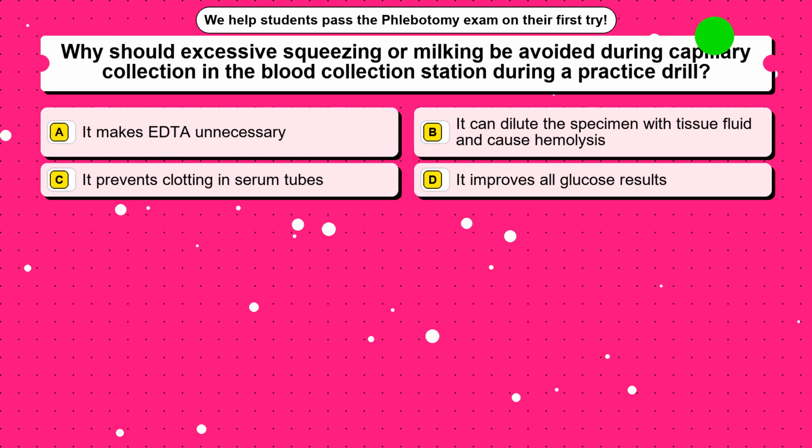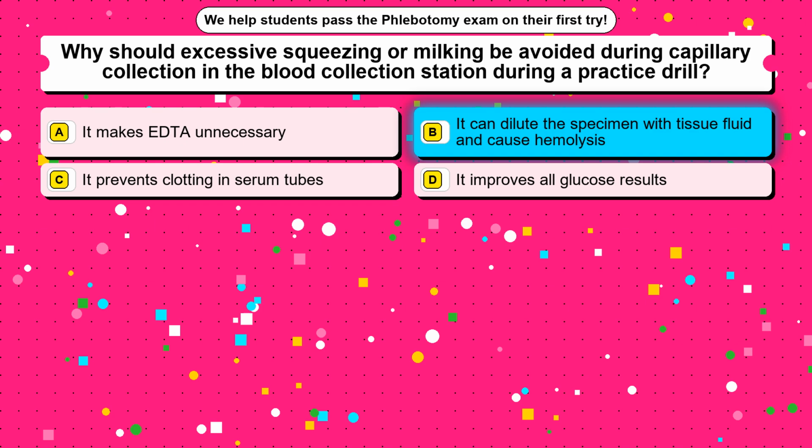Question 81. Why should excessive squeezing or milking be avoided during capillary collection in the blood collection station during a practice drill? Option A. It makes EDTA unnecessary. Option B. It can dilute the specimen with tissue fluid and cause hemolysis. Option C. It prevents clotting in serum tubes. Option D. It improves all glucose results.